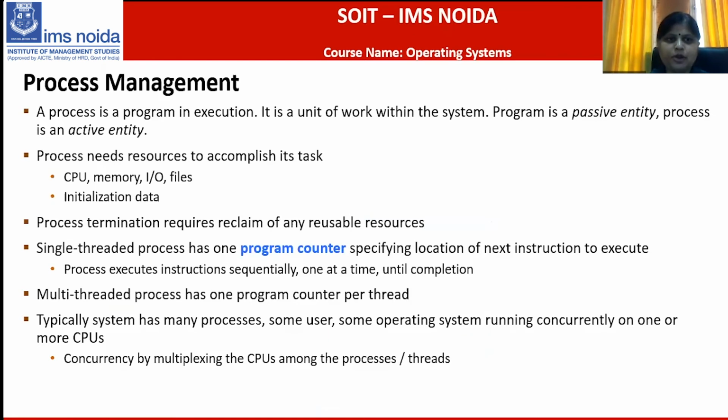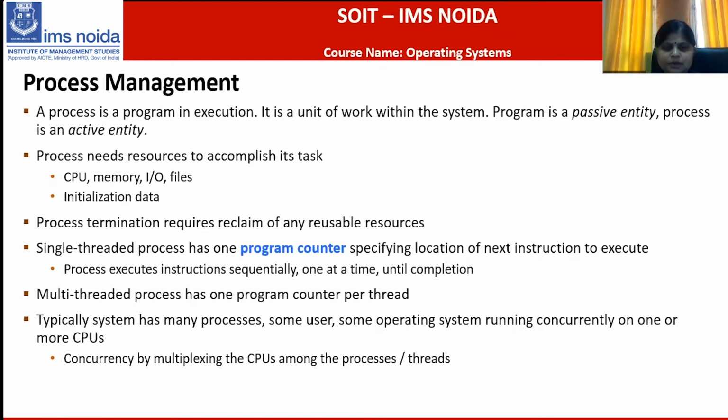Process management. A process is a program in execution. It is a unit of work within the system. A program is passive, whereas a process is an active entity. A process needs CPU, memory, input, output, files, and initialization data. Process termination requires reclaim of any reusable resources. A single-threaded process has one program counter specifying the location of the next instruction to execute. The process executes instructions sequentially, one at a time, until completion. A multi-threaded process has one program counter per thread.